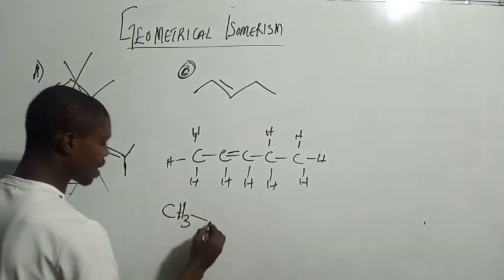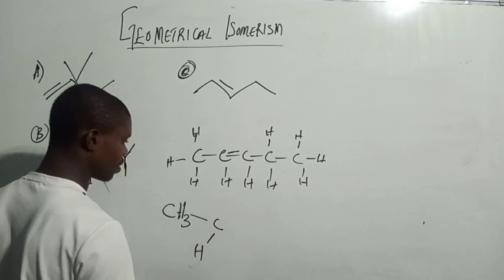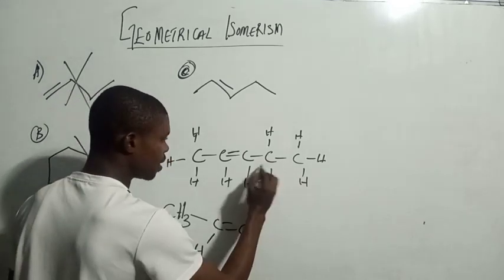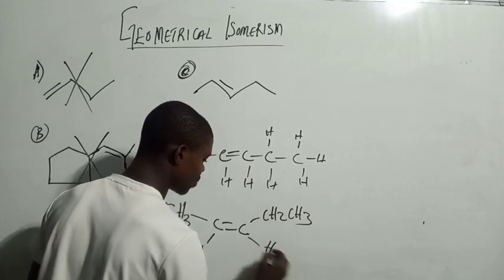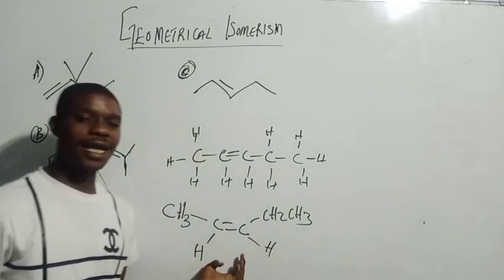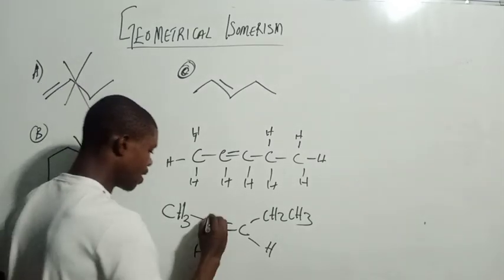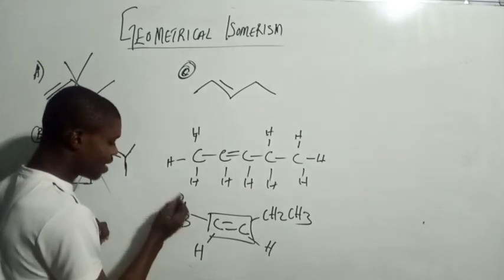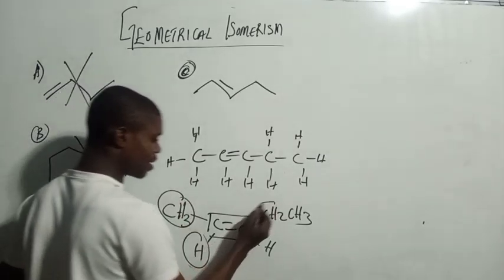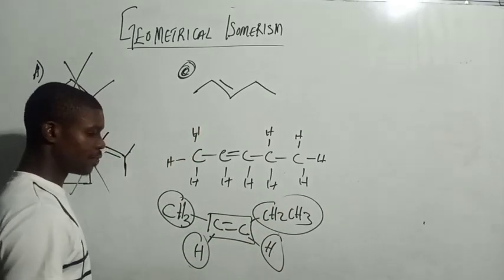Now it's bonded to this carbon, the carbon carrying the double bond. Here we have hydrogen, right? Double here. Here we have CH2, CH2. Here we have hydrogen. Just that. Is geometrical isomerism possible? Yes, of course, geometrical isomerism is possible because these two are not the same and these two are not the same.